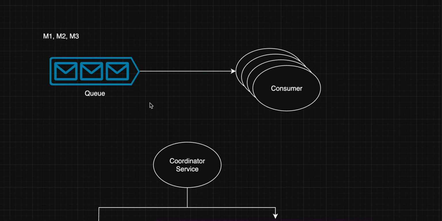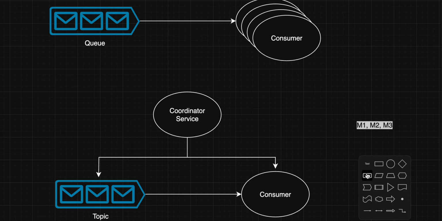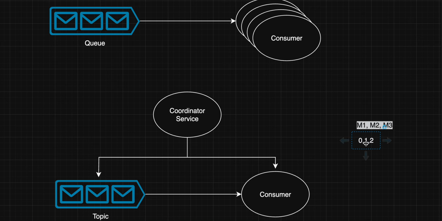Let's suppose there are three messages again: M1, M2, M3. And let's suppose they have offsets 0, 1, 2. So these three offsets are there. M1 is at the 0th position, M2 is first, M3 is second.